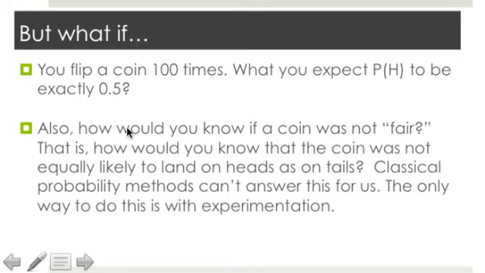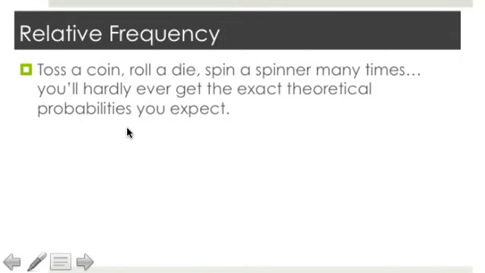Another interesting question to ask is, how would you know if the coin was not fair? That is, how would you know that the coin was not equally likely to land on heads as it is on tails? Classical probability methods can't answer this for us. It just tells us basically if you have a fair coin what the probability is. The only way to actually answer this kind of question is to do so with experimentation, with observational studies. And so let's transition to that now.